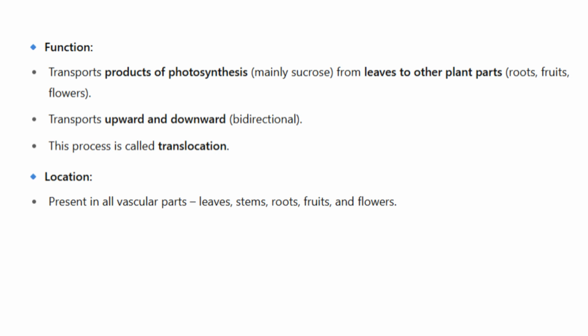Function. Transports products of photosynthesis, mainly sucrose, from leaves to other plant parts, roots, fruits, flowers. Transports upward and downward, bidirectional. This process is called translocation. Location. Present in all vascular parts: leaves, stems, roots, fruits, and flowers.